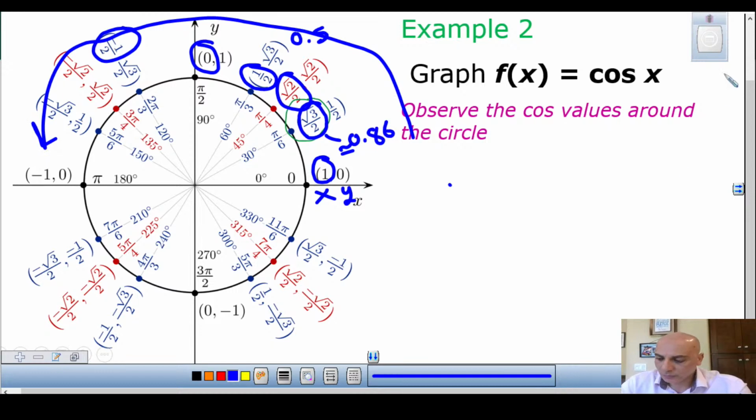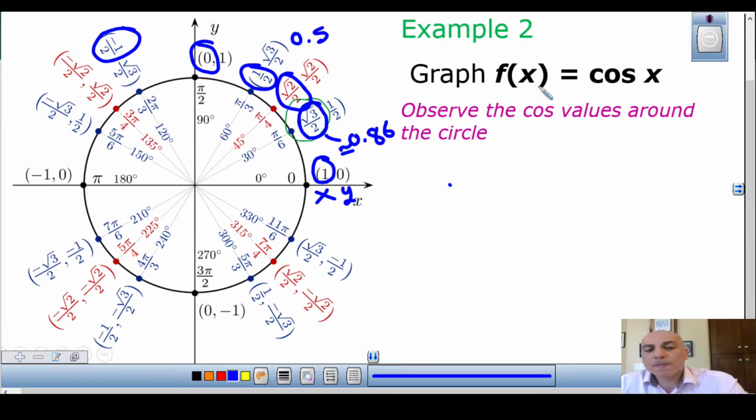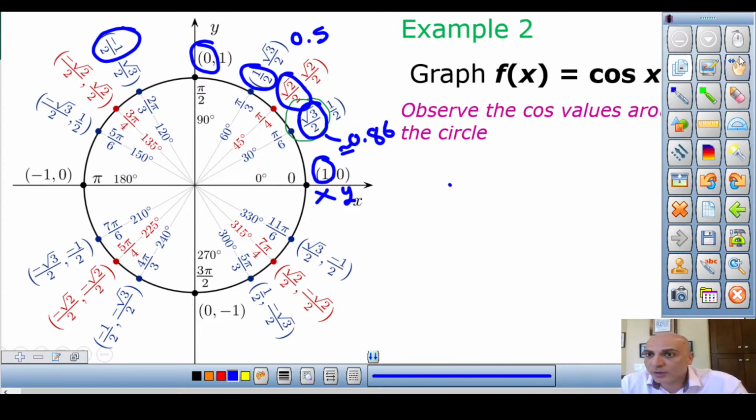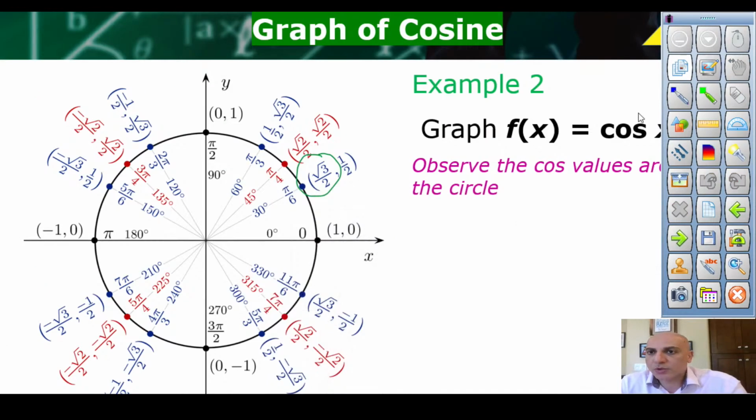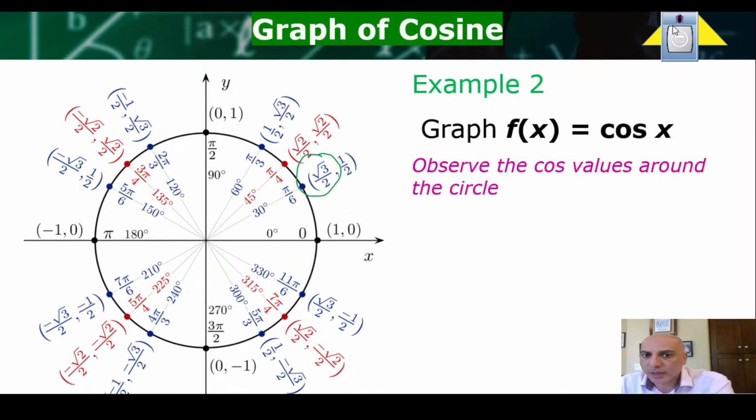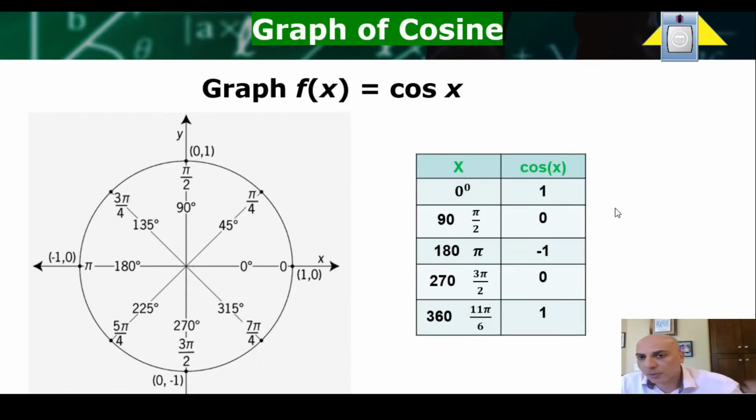You are going to go through the circle to find these values. So find only the cosine. That's going to help you find the value for the points on that unit circle. How is that helpful? Well, that's going to help me graph, because I have to come up with a table. You graph by coming up with a table. So here's a table.